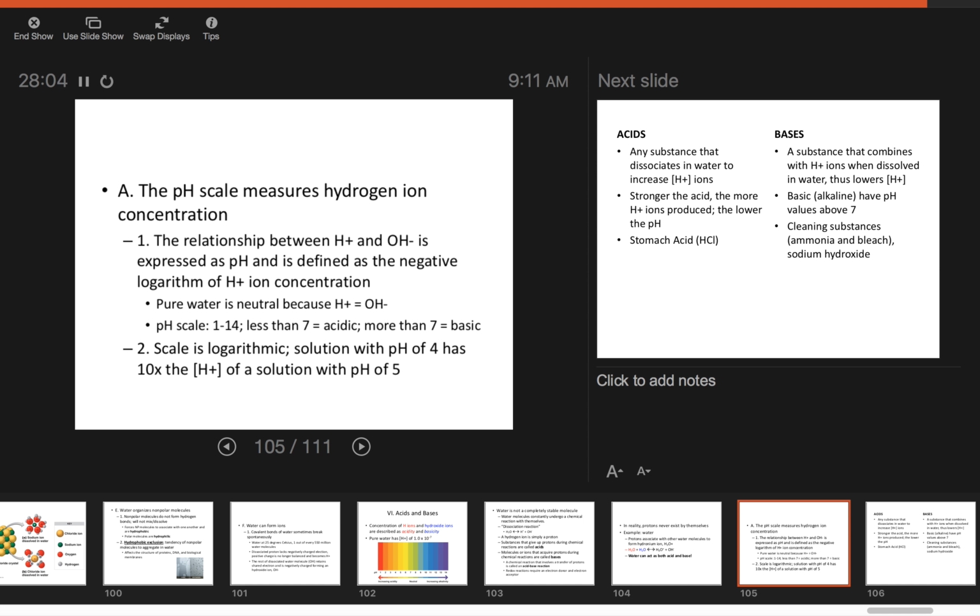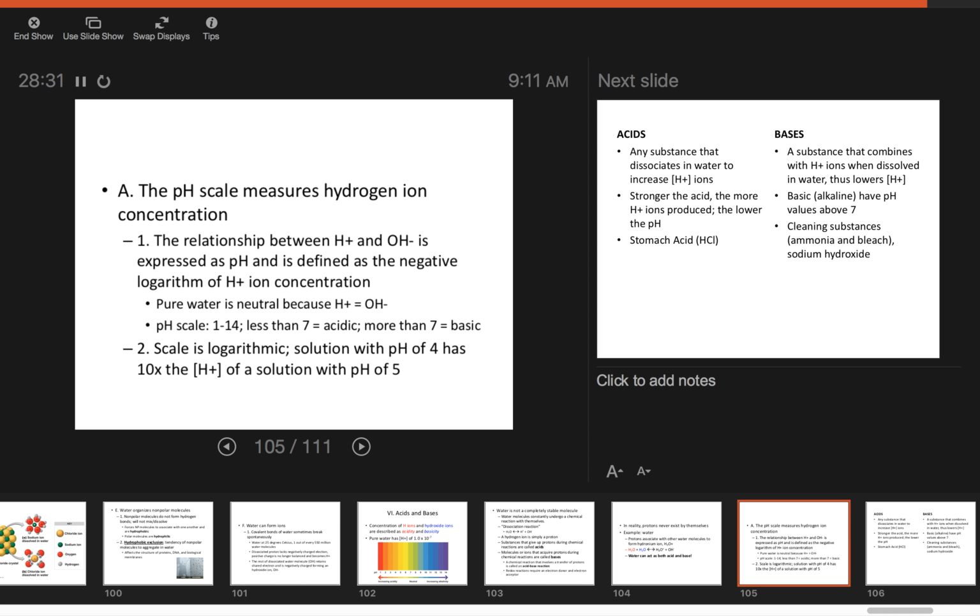It's logarithmic, so you can figure out the pH of something, but then realize that the pH of 4 is completely different from the pH of 5. It's not just a difference of one, it's a power of 10. So a solution with a pH of 4 has 10 times the hydrogen concentration of a solution with a pH of 5. So between these two, it's 10 times.